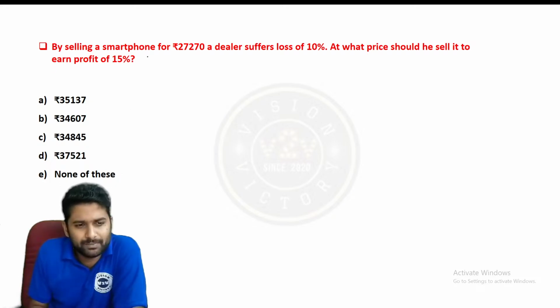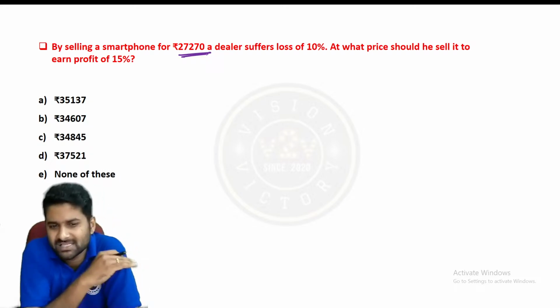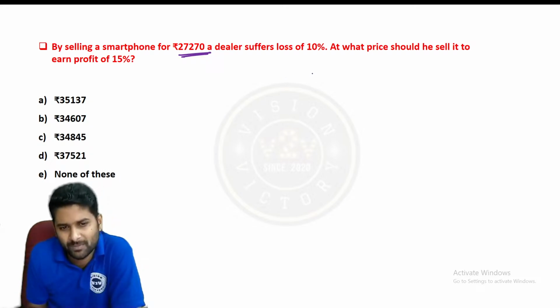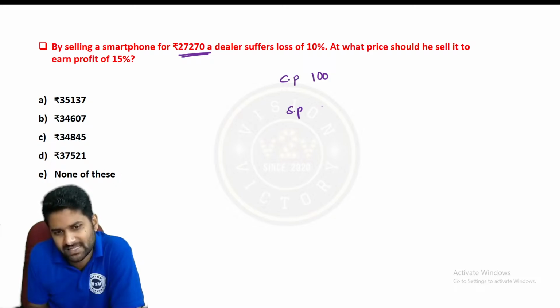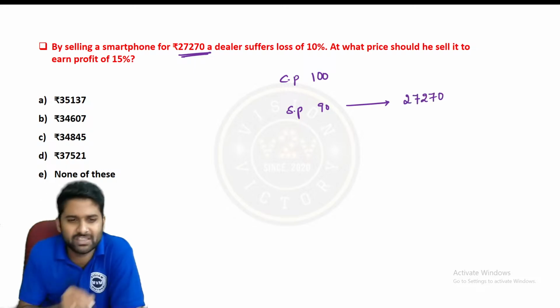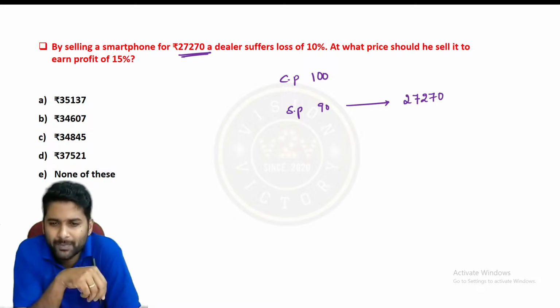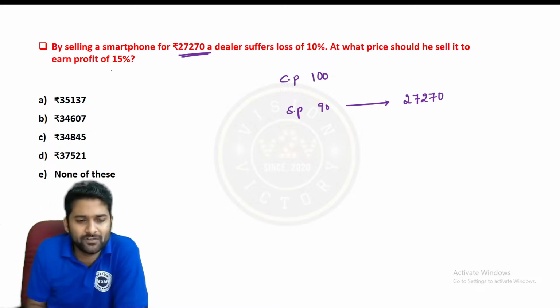Now check this question. By selling a smartphone for 27,270, a dealer suffers a loss. Means, for example, the cost price is 100 units. Now the selling price is exactly equal to 90 units. If 90 units data is given as 27,270, now what price should he sell it at to earn a profit of 15%?